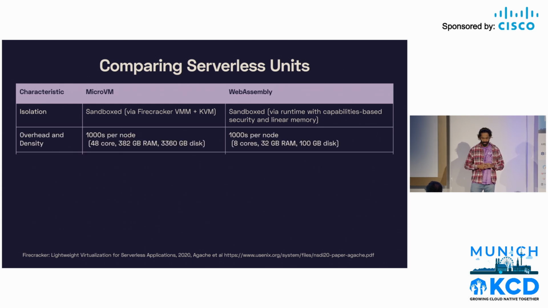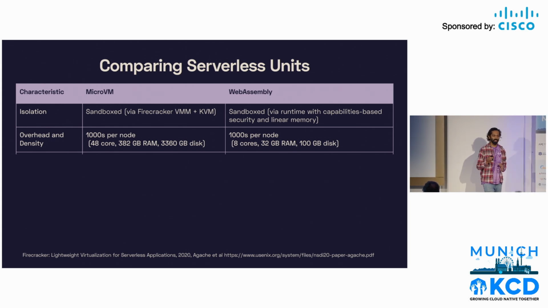The second one is interesting, overhead and density. With micro VMs, you can run about thousands per node, but look at the hardware, right? You had 48 cores, 382 GB of memory with a 3360 GB disk. But because WebAssembly is so lightweight and performant, we could do the same thing on just 8 cores, 32 GB RAM and a 100 GB disk. That is a significant difference.